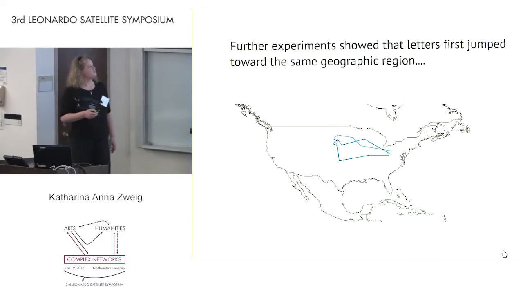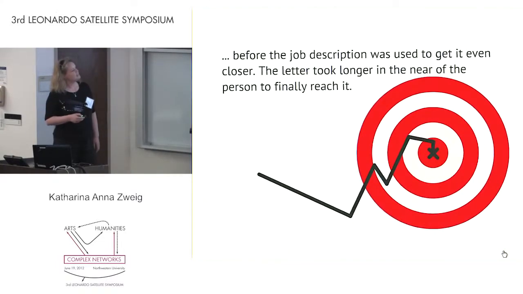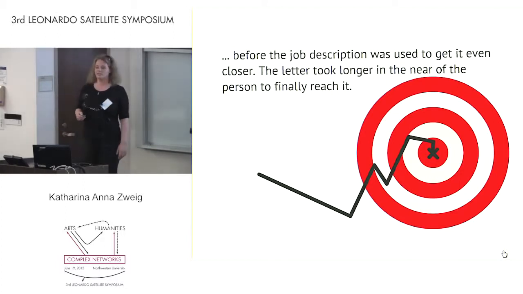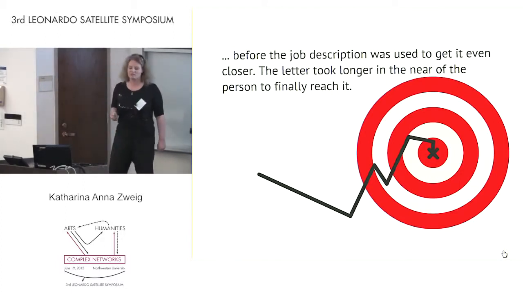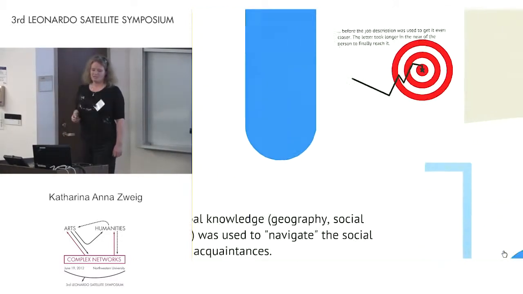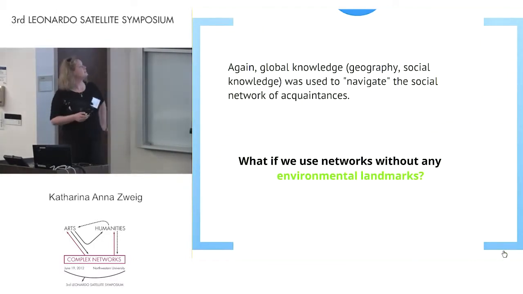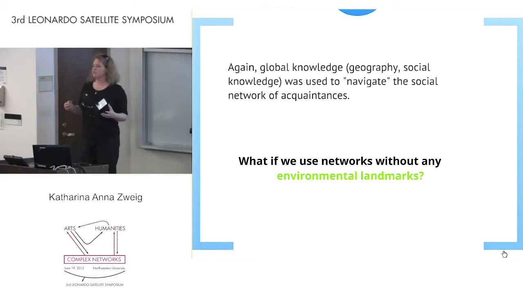What they found out is that the few letters that reached the target actually made big hops in the beginning, geographically. And in the end, they were making some zigzag movements to finally hit the target. And not many of the letters actually made it. So what happened here is actually that, again, global knowledge was used, something like geography and also social knowledge. People try to find someone among their acquaintances who has a similar occupation.